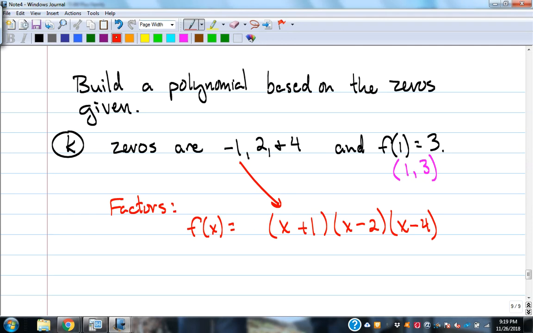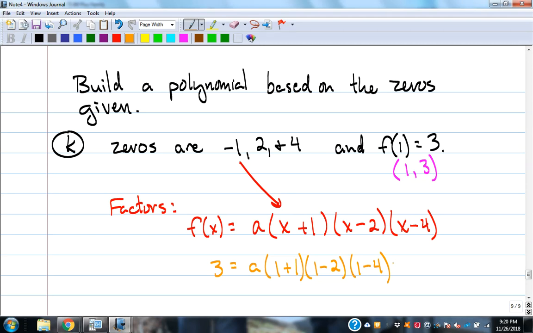Okay. Now, remember when we were doing the quadratics, you had this A in the front? Well, that's where the ordered pair is going to come back in. So what I would do here is go ahead and find out what A is before I start multiplying this all out. The way to do that is plug in the ordered pair that you know. We know X is 1 and Y is 3. So 3 equals A times (1 plus 1), (1 minus 2), (1 minus 4).